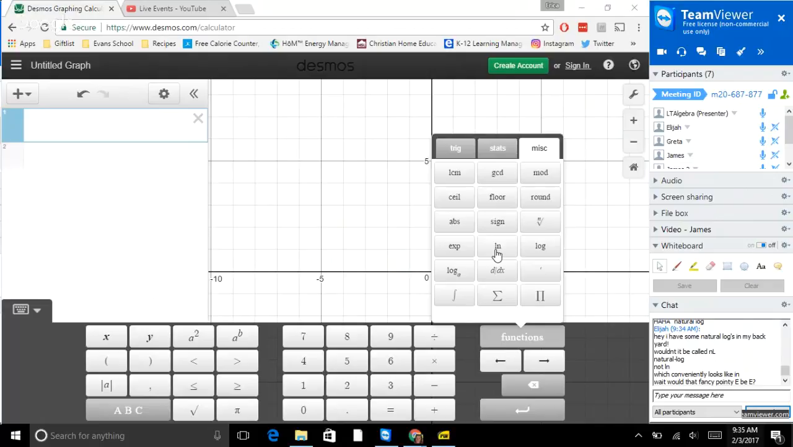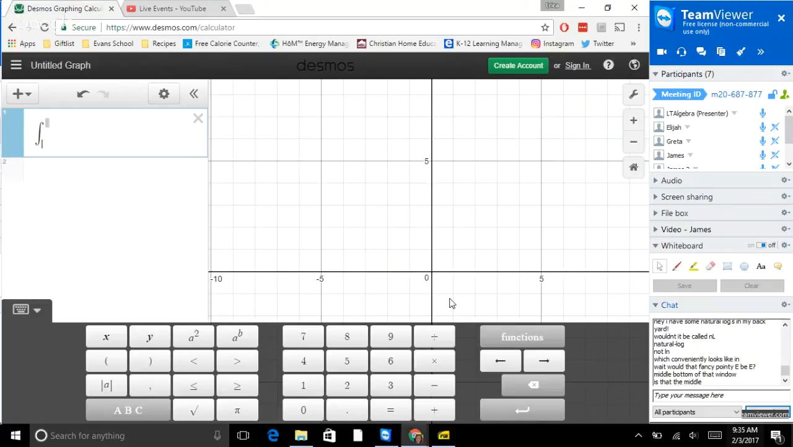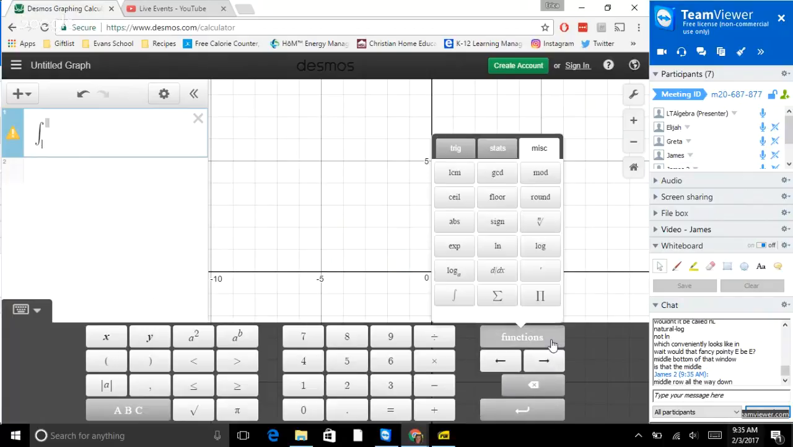Fancy pointed E. I'm not sure where you're looking at. Middle bottom. This thing? No, that's for calculus. That's when you have from this one, middle row all the way down. Oh, this thing? Sigma? Nope, none of these guys. You don't want any of these guys. Unless you're doing calculus, you don't want any of these guys.